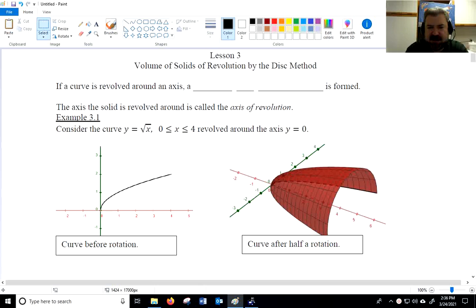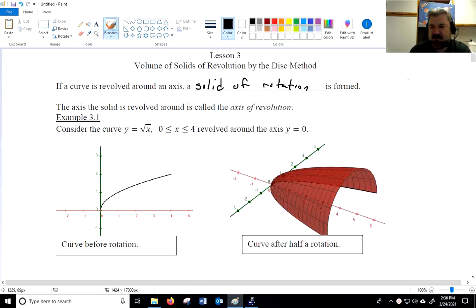Today we'll be looking at Lesson 3 in our Unit 10, and this is on the volume of solids of revolution by the disk method. So if a curve is revolved around an axis, then it generates what we call a solid of rotation. The axis the solid is revolved around is called the axis of revolution.